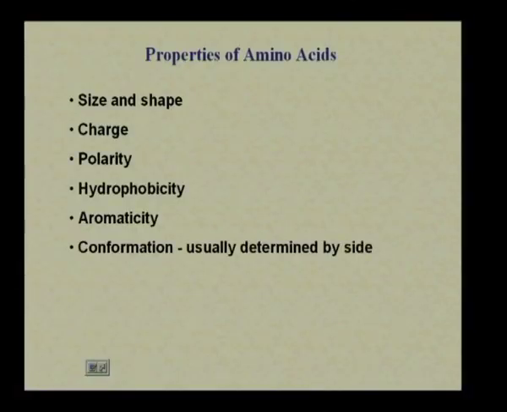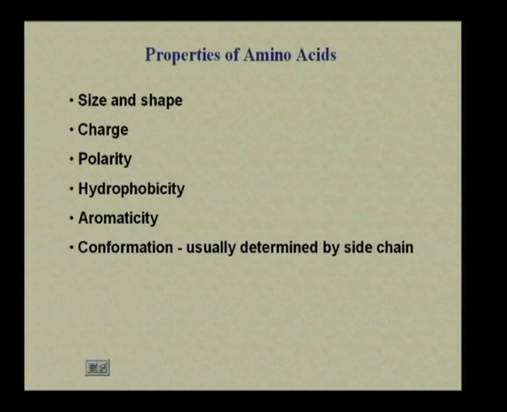Then we have the conformation, that is usually determined by the side chain. What do we mean by the conformation of the amino acid? Now when I have a long side chain, it has single bonds in it. It is free to rotate in 3-dimensional space. So, I am going to have a conformation associated with the property of the amino acid. If I have an alanine, I have just a methyl group. So, that will not as such have any conformation because all of it will look identical.